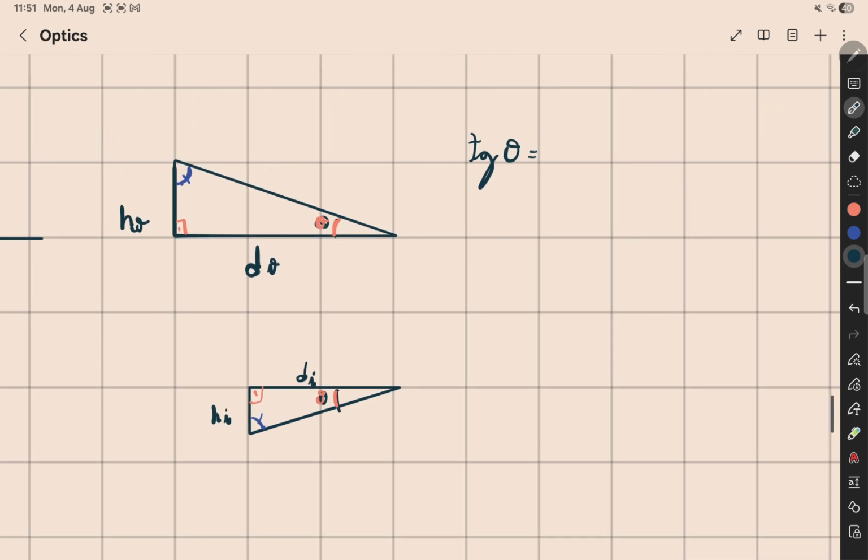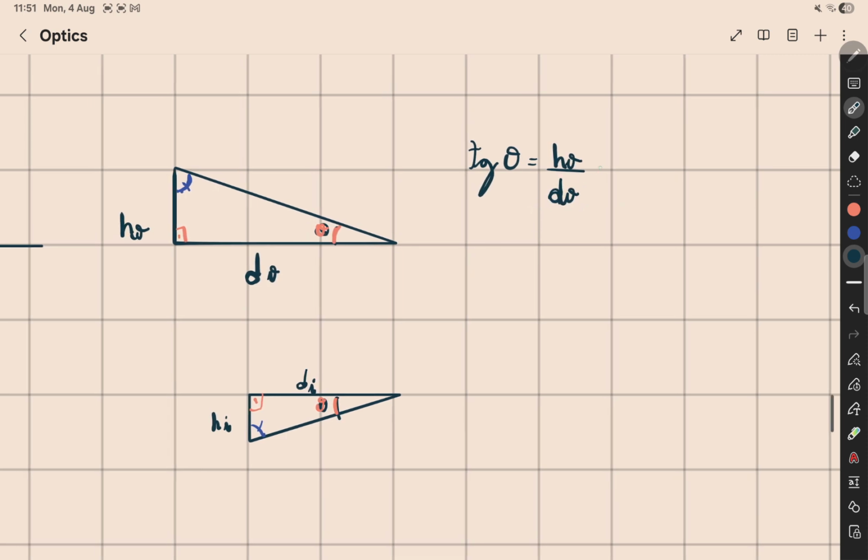So that's what I would do. The tangent is the opposite side divided by the adjacent side. So using this triangle here, the opposite is the height of the object and the adjacent is the distance of the object. So the height of the object divided by the distance of the object, with theta here being O, must be equal, now using this triangle here, okay?